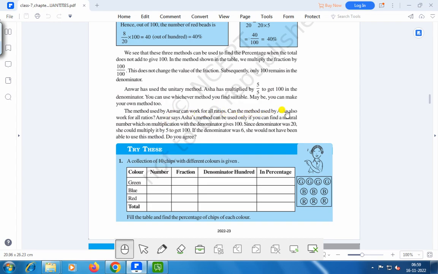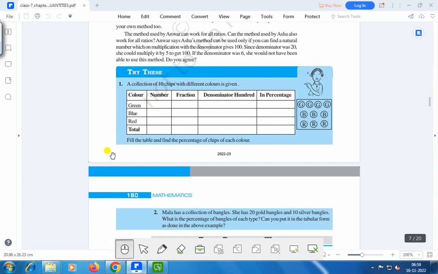Can the method used by Asa also work for all ratios? Anwar says Asa's method can be used only if you can find a natural number which, multiplied with the denominator, gives 100. Since the denominator was 20, she could multiply it by 5 to get 100. If the denominator was 6, she would not have been able to use this method. Yes, you cannot do this, right?